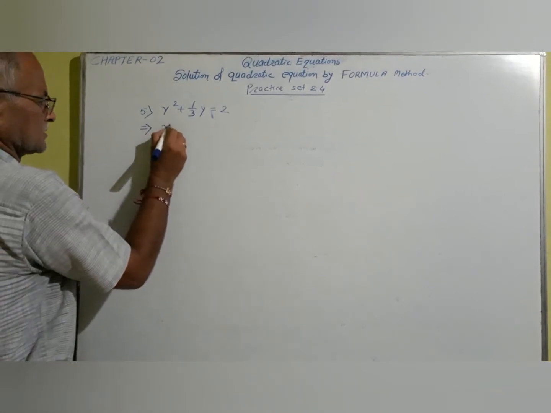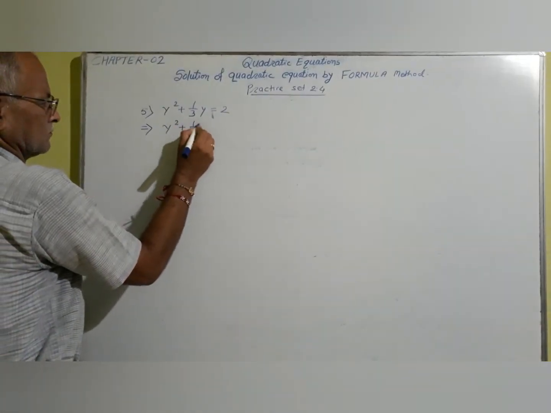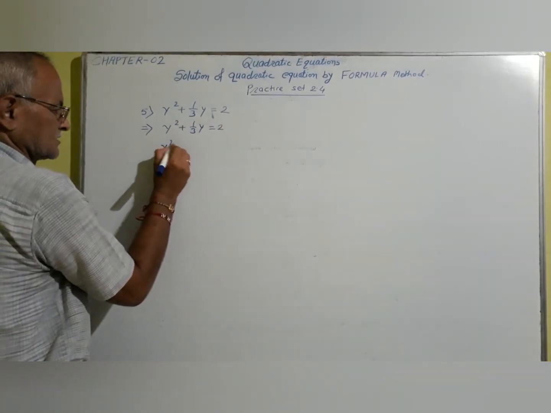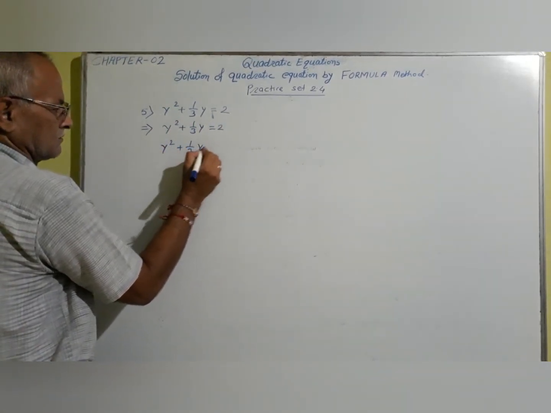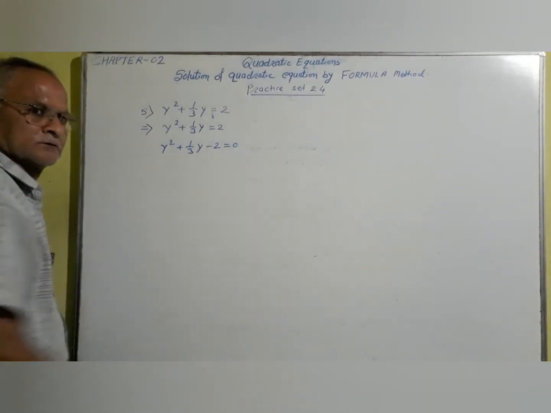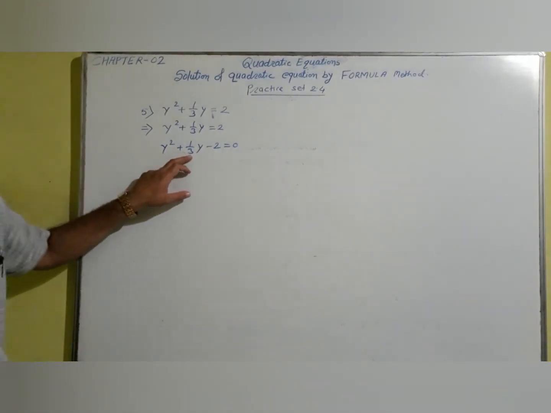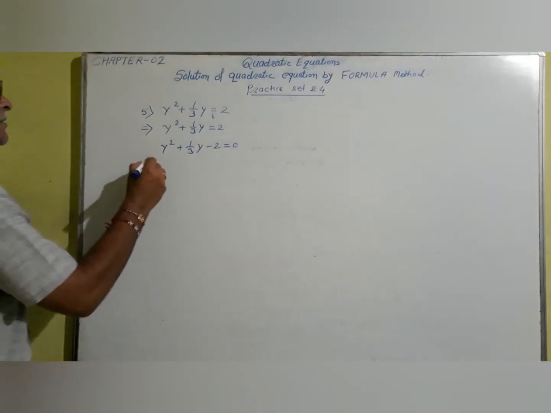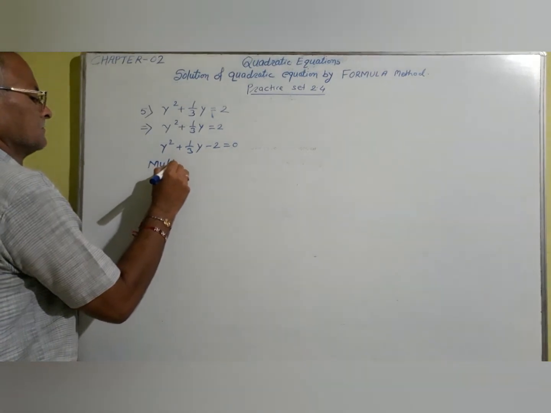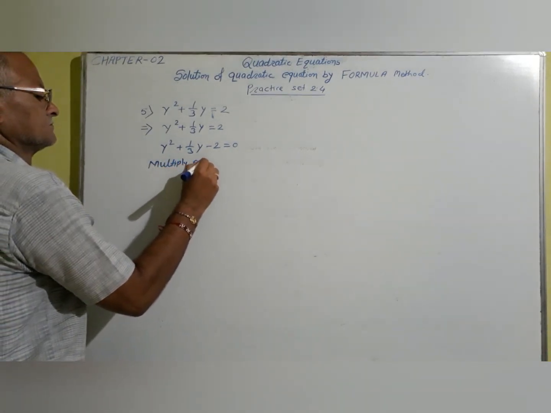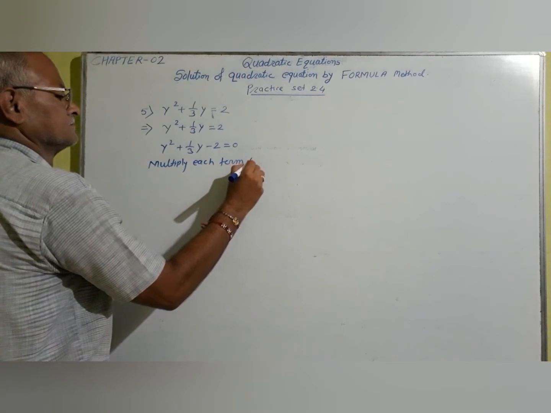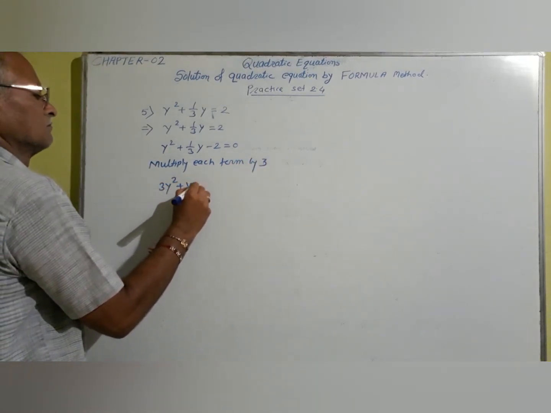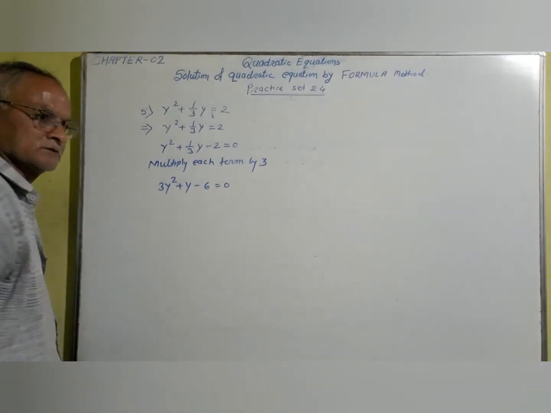Here the given equation is y square plus 1 upon 3y is equal to 2. Taking 2 to the left side, y square plus 1 upon 3y minus 2 is equal to 0. Now the 3 is in the denominator. It makes a complication in our example, and therefore multiply each term by 3.